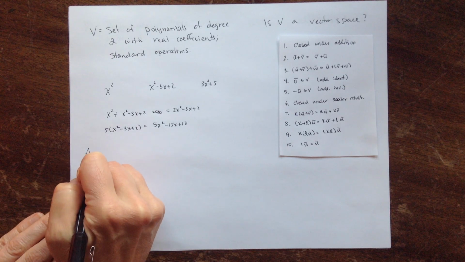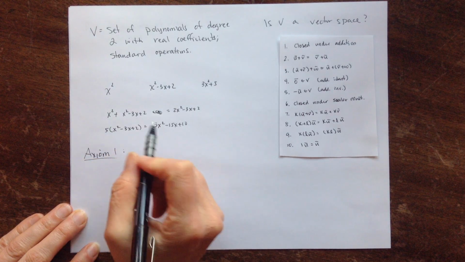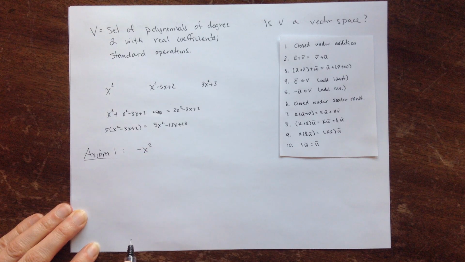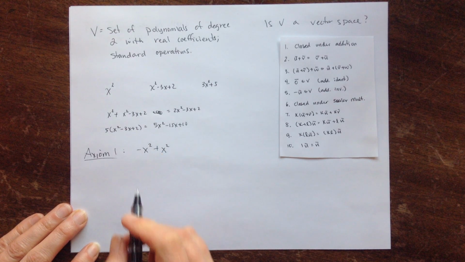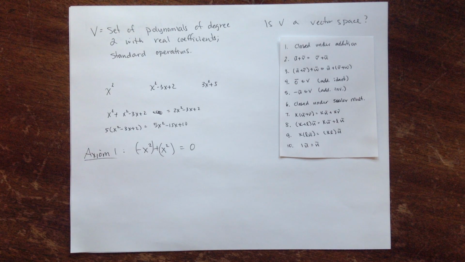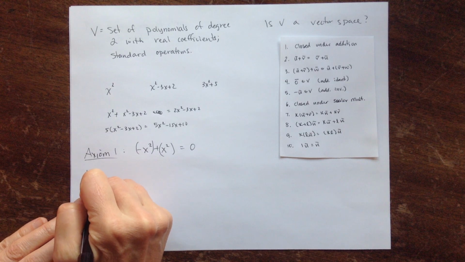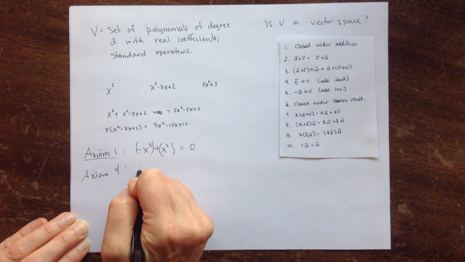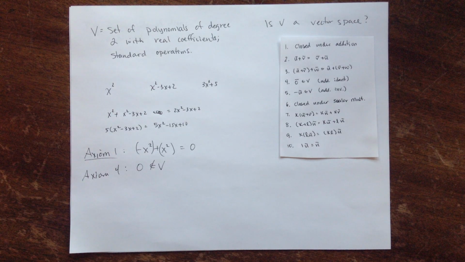Axiom 1 is no good, because negative x squared is in this set, as it's a polynomial of degree 2. x squared is in there, so if I take negative x squared and add x squared, I get 0. So I bumped myself out of that set, so it's not closed under addition. This one's okay, this one's okay. Axiom 4 also fails. The 0 vector, which would just be the number 0, is not in that set because it's not degree 2, it's degree 0, so that's no good.